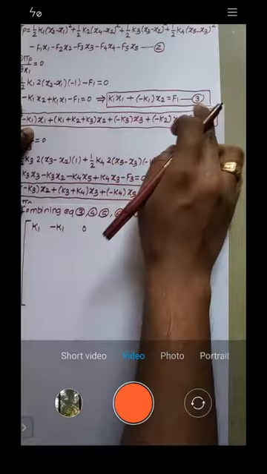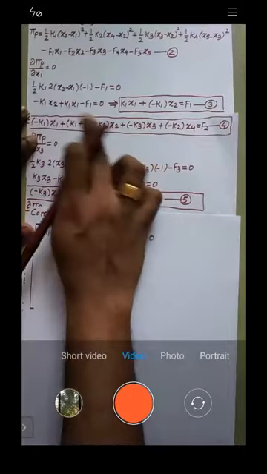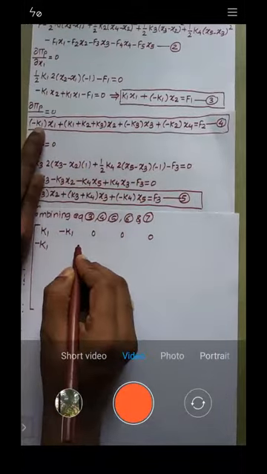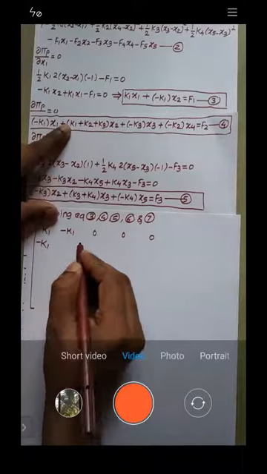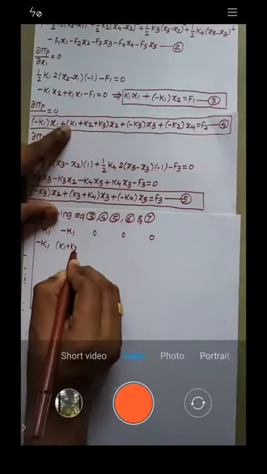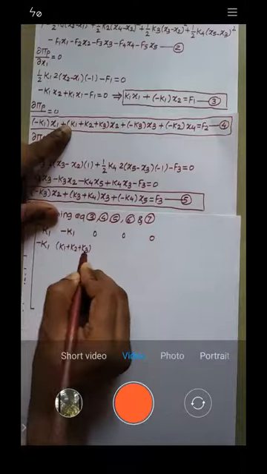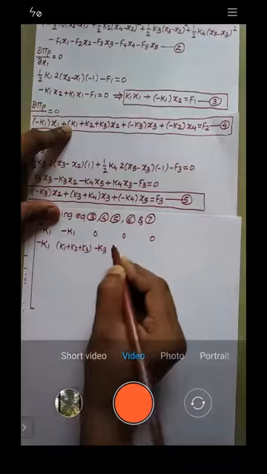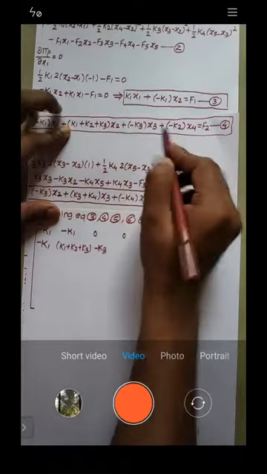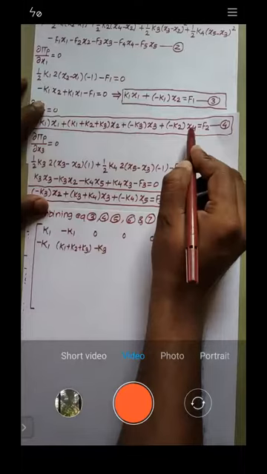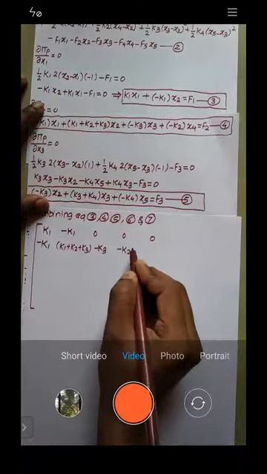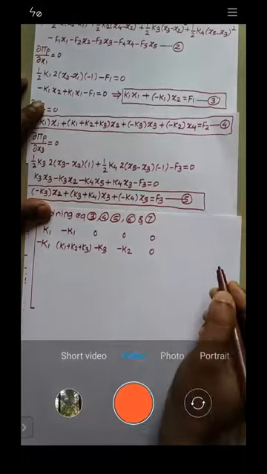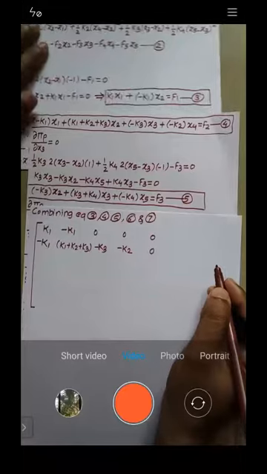Now go to equation number 4. What is the coefficient of x1? It is minus k1. What is the coefficient of x2? It is k1 plus k2 plus k3. What is the coefficient of x3? It is minus k3. Coefficient of x4 is minus k2. And coefficient of x5 in this equation, there is none, so this is 0. Understood? Yes or no?